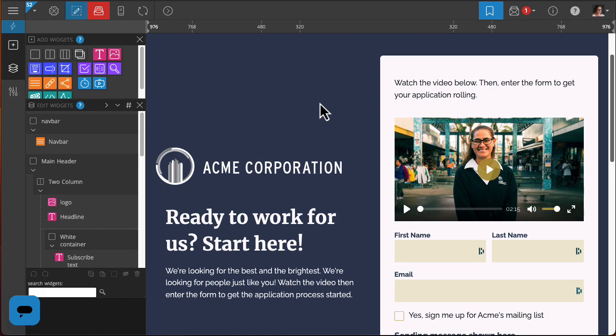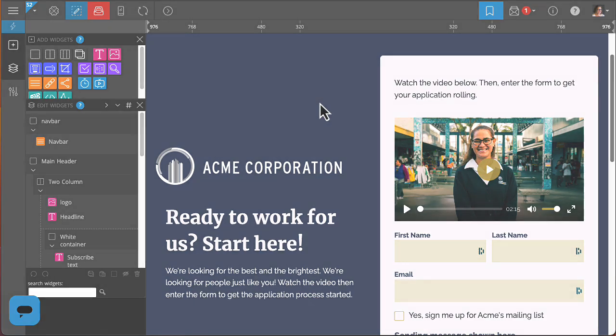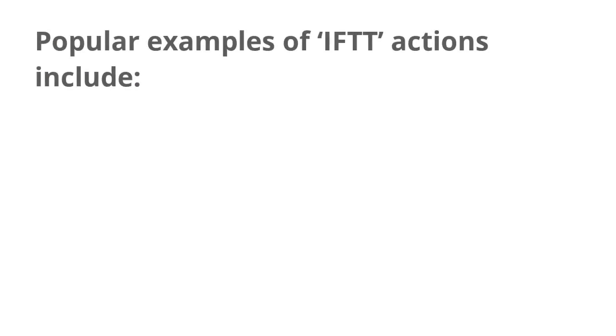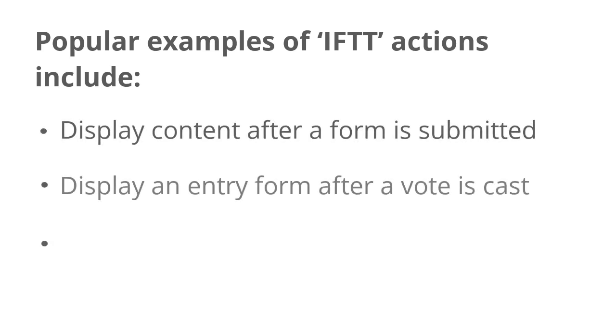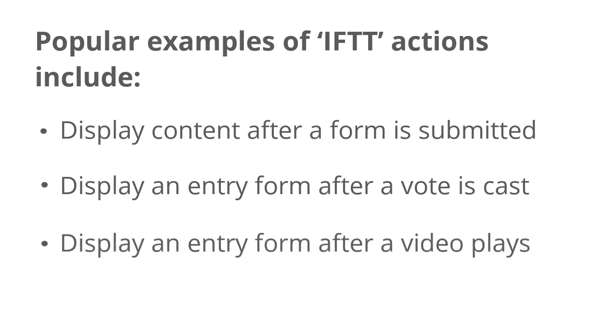Use the Action widget to create if this, then that actions. Some popular examples of these types of actions include to display content after a form is submitted, display an entry form after a vote is cast, or display an entry form after a video plays.